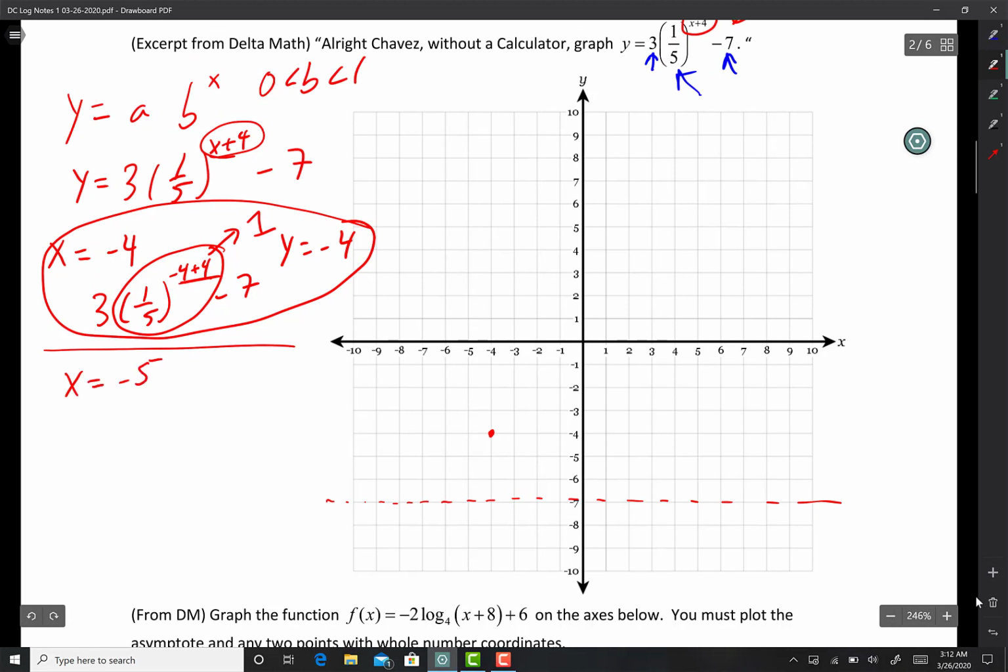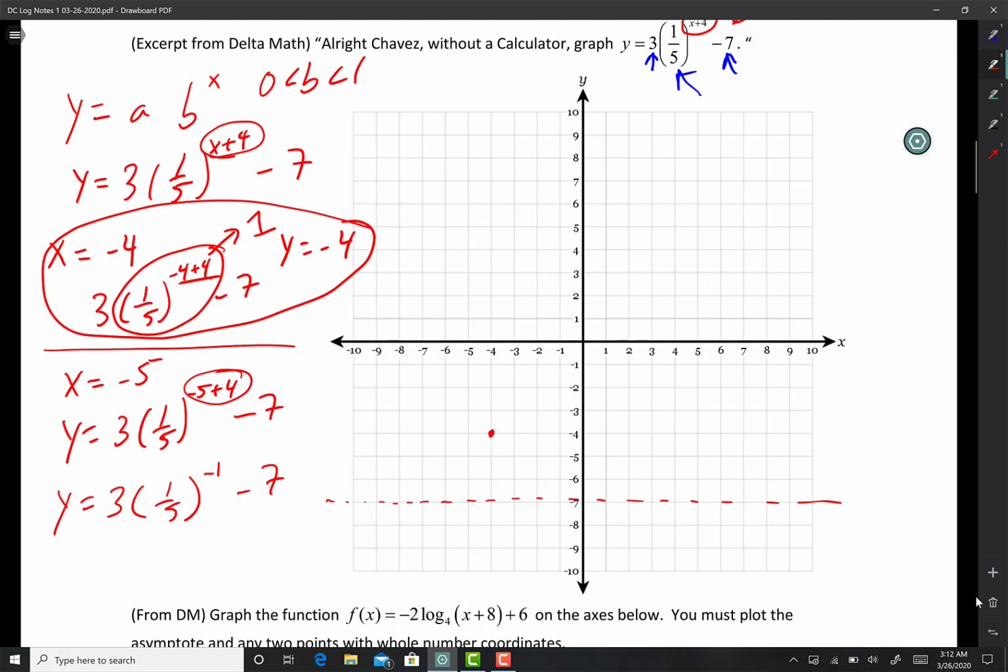And when I do that, here's what I'm going to have. Y equals 3 times 1/5 to the power of -5 plus 4, which is going to be your -1 that we want. So here's my -1 that I wanted. 3 times 1/5 to the -1, minus 7. Now the reciprocal of 1/5 is 5. So 3 times 5 minus 7. 3 times 5 is 15. 15 minus 7, what's that? 15 minus 7 is 8.